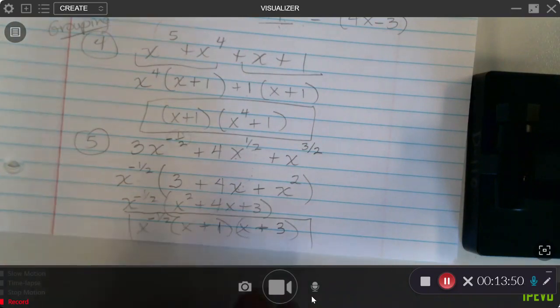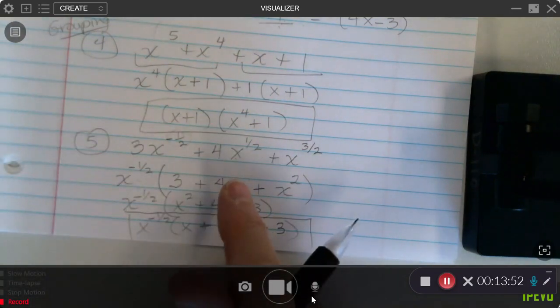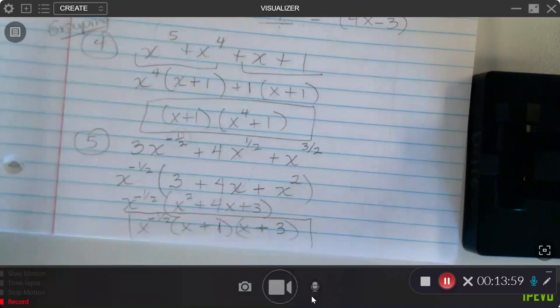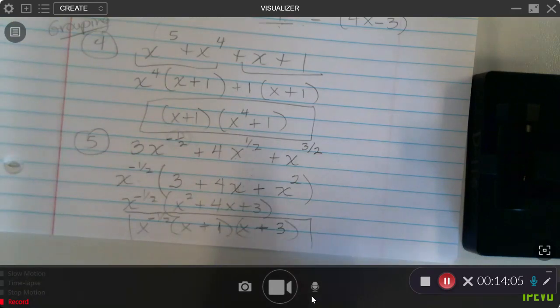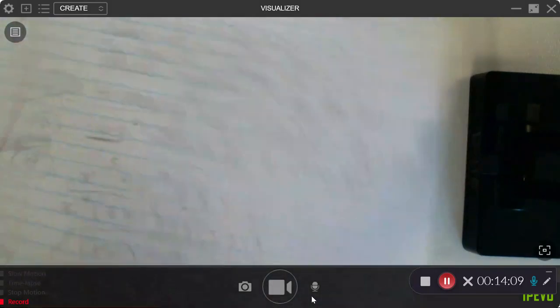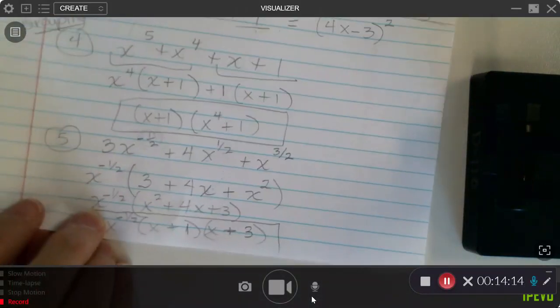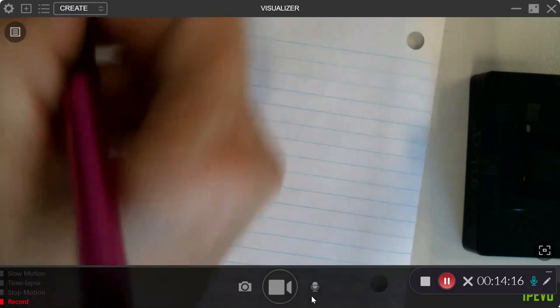So, started out looking scary, right? Is it really that scary? Not really. So let's combine. Everybody get that one down? Number 6. Let's combine the blobs with the fractional exponents.